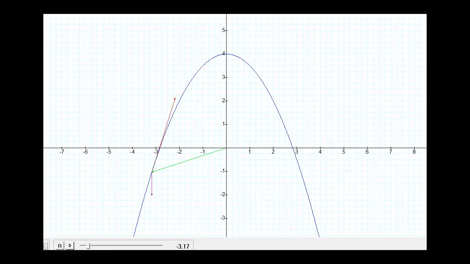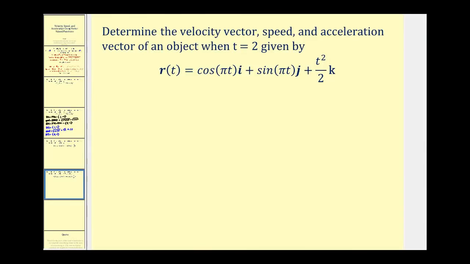Let's go and take a look at one more example. Here we want to do the same thing. We want to find the velocity vector, speed, and acceleration vector of an object when t is equal to 2, given by this vector valued function. Let's start by determining the velocity vector valued function, which will be the derivative of the given position function.